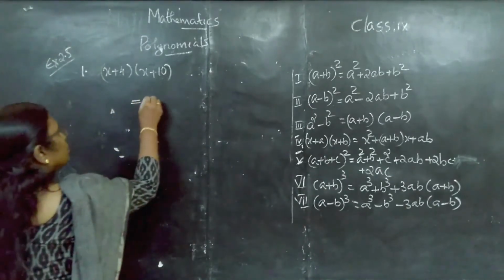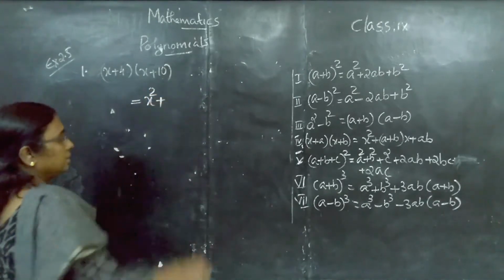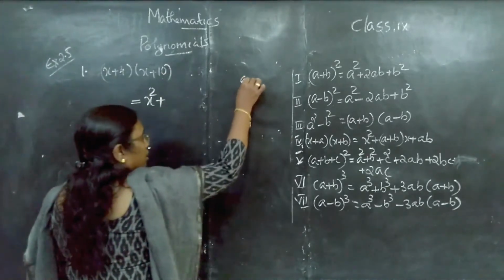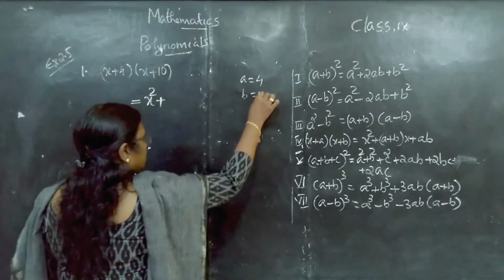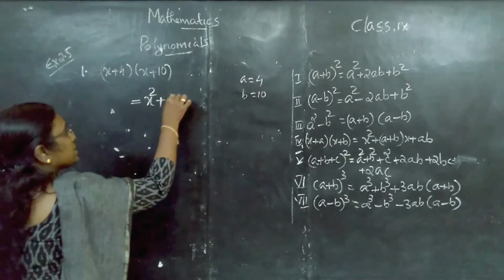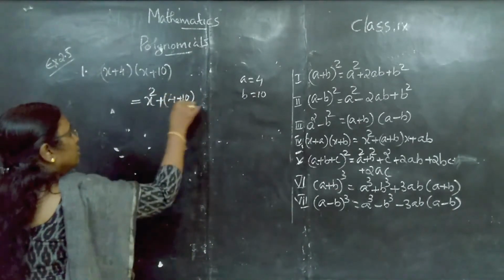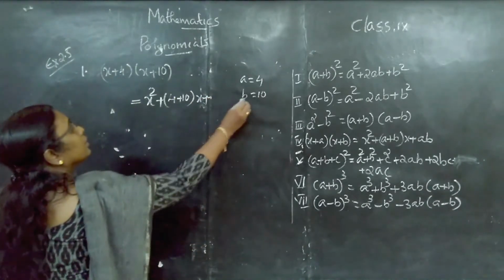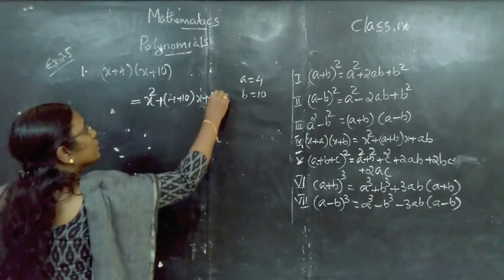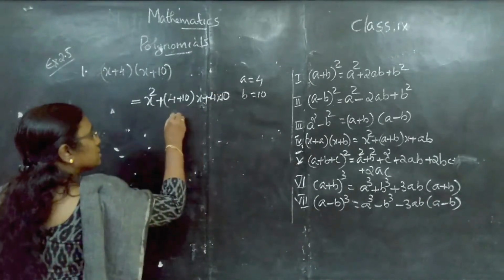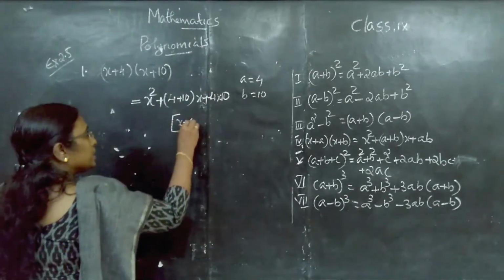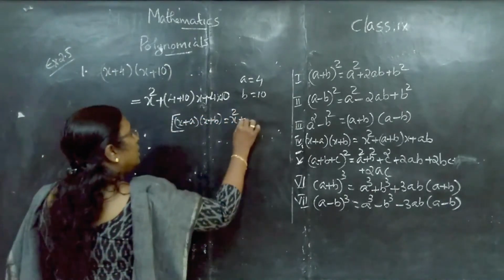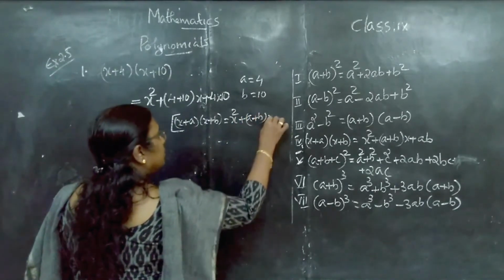So this is equal to x square plus, here a equal to 4 and b equal to 10. So a plus b, 4 plus 10 into x plus ab. Here a is 4, b is 10, so 4 into 10. Which identity do we use here? x plus a into x plus b equal to x square plus a plus b into x plus ab.